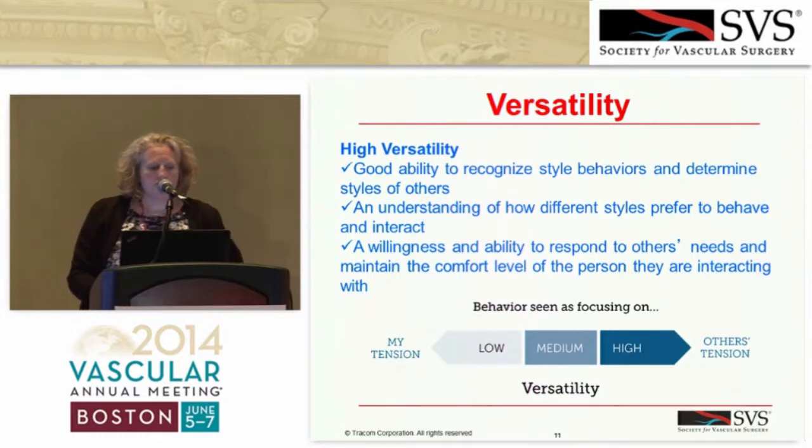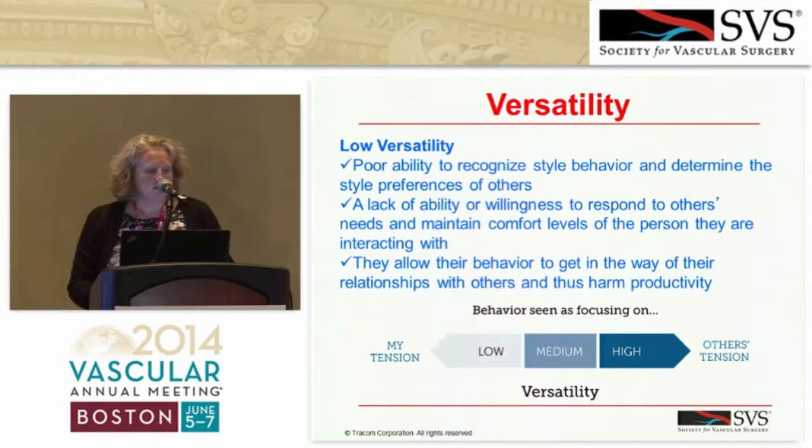So again, just to review, high versatility. It's a good ability to recognize style behaviors and determine styles of others. It's a good understanding of how different styles prefer to behave and interact. And then a willingness and ability to respond to others' needs and maintain the comfort level of the person they're interacting with. So as you can see, as you become more versatile, you're focused high on others' tensions and not your own tensions. To say the opposite, a person of low versatility has a poor ability to recognize style behavior and determine the style preferences of others.